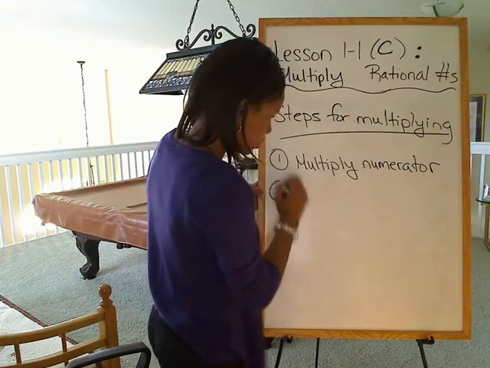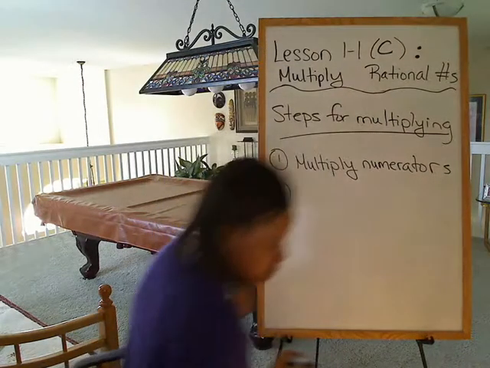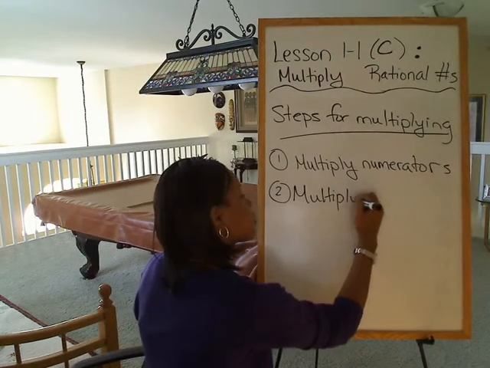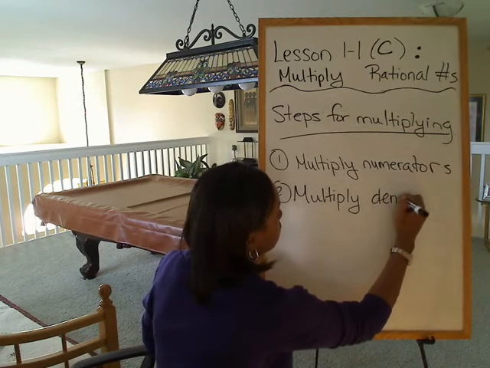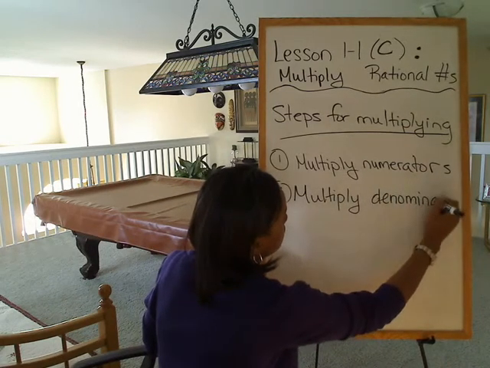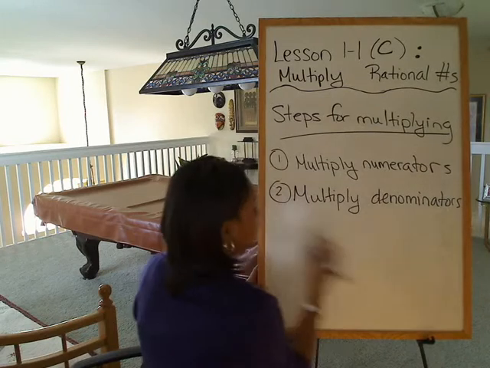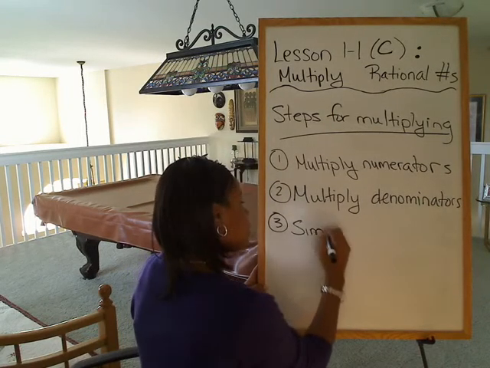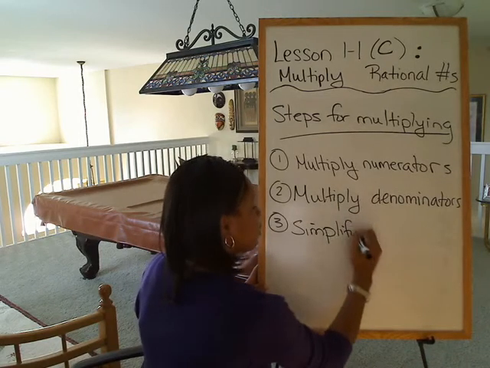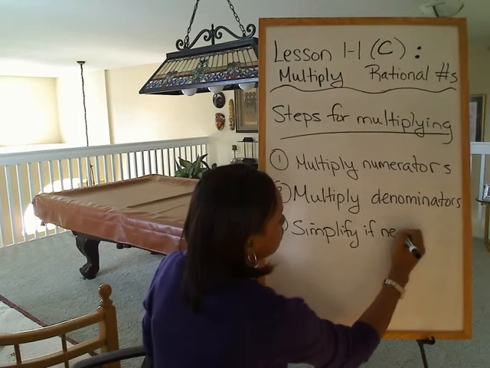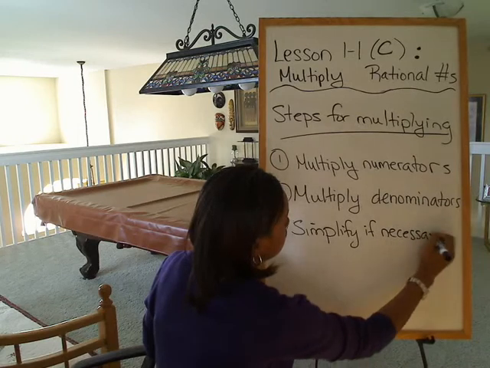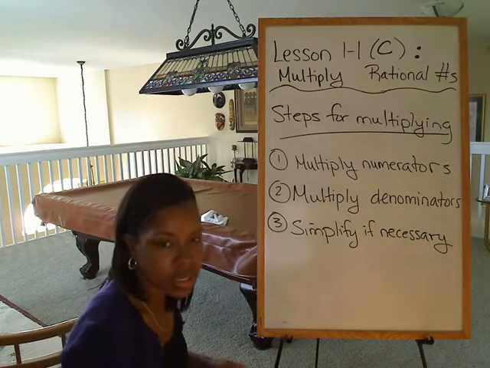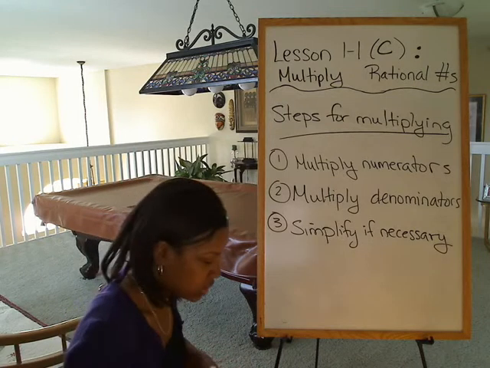Step number 2, you multiply the denominators. And step number 3, you simplify if necessary. So those are your 3 steps. You multiply the numerators, multiply the denominators, and you simplify if necessary.